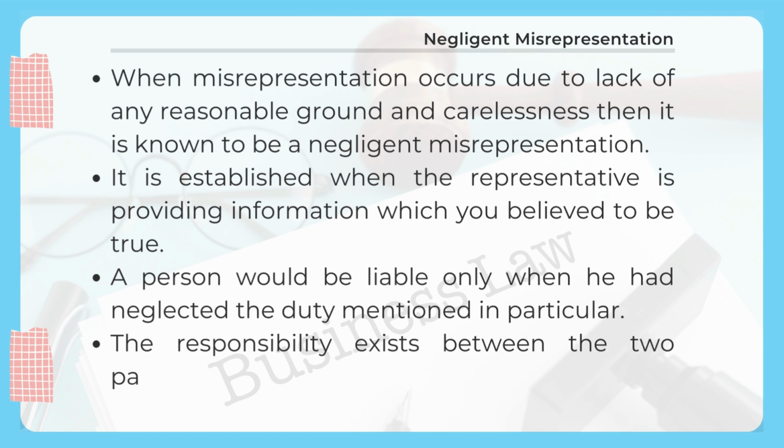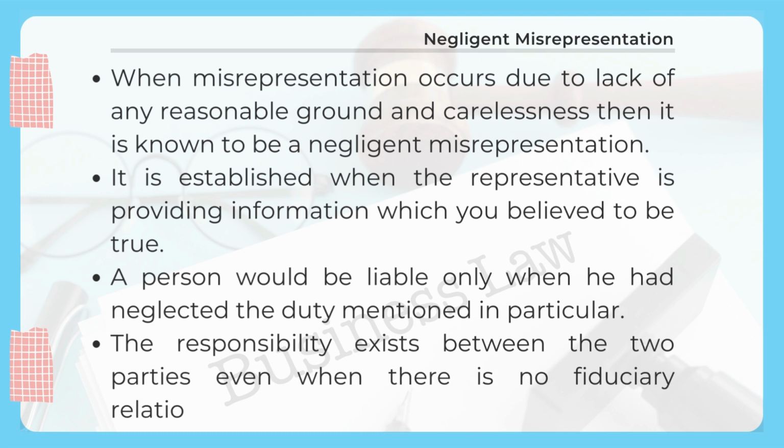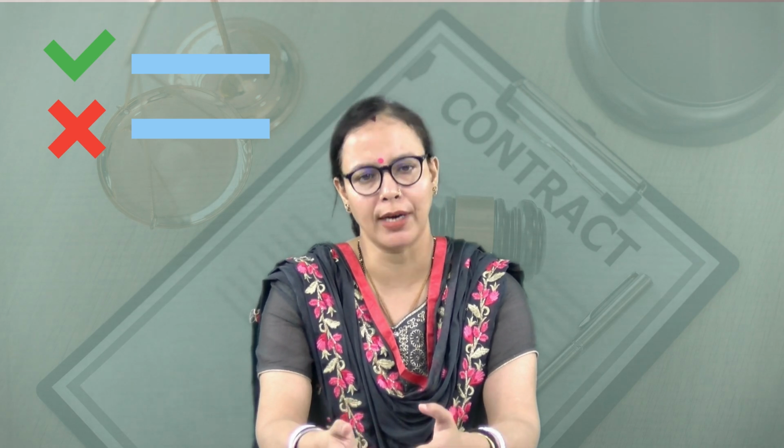So a person would be liable if he had neglected the duty mentioned in a particular scenario. So a relationship and responsibility exist between these two parties, even when there is no fiduciary relationship. So negligent misrepresentation is when any reasonable ground or carelessness has been lacking in the contract. So you are negligent to collect the right information. Somebody provided you the information, you relied on that information and you have not put in your efforts to make sure whether it is wrong information or right information.